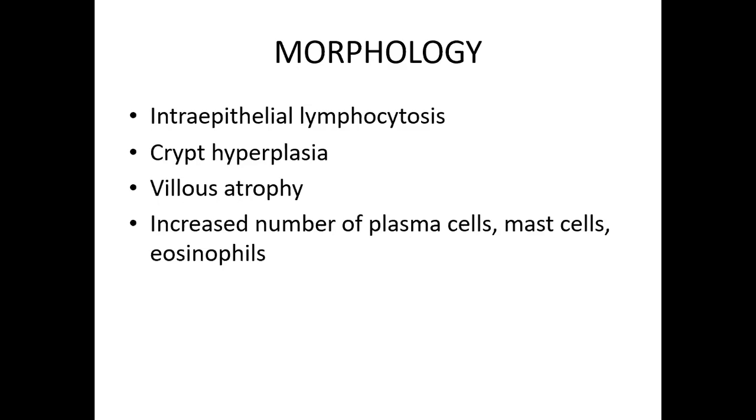intraepithelial lymphocytosis, that is, an increased number of intraepithelial lymphocytes, and this number is graded according to a specific criteria, that is Marsh criteria. Crypt hyperplasia, villus atrophy, and increased number of plasma cells, mast cells, and eosinophils.